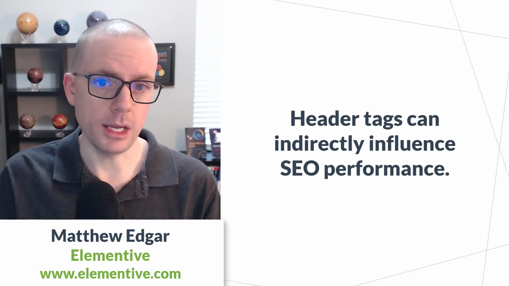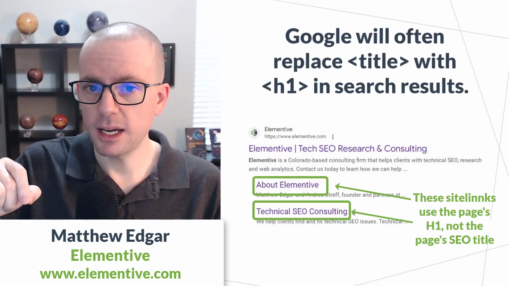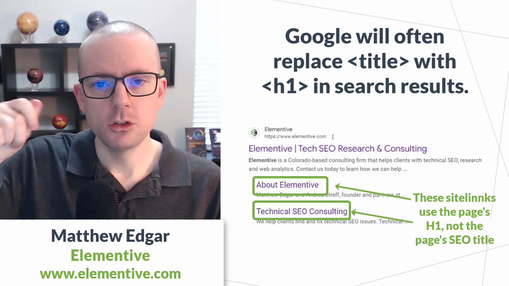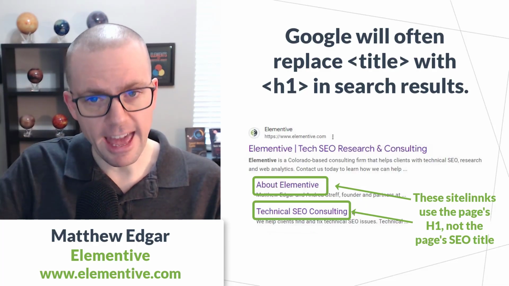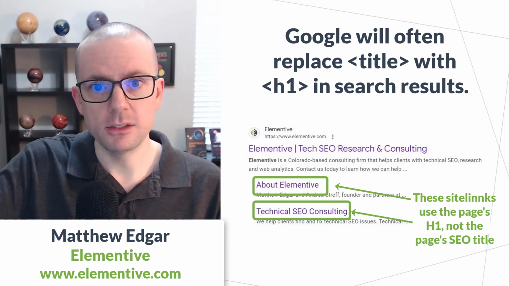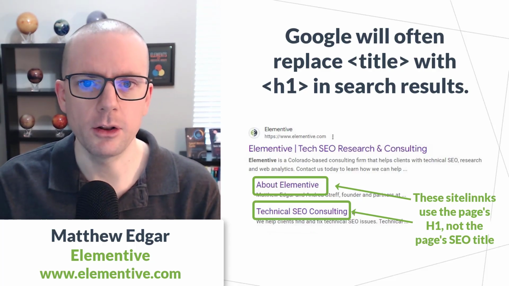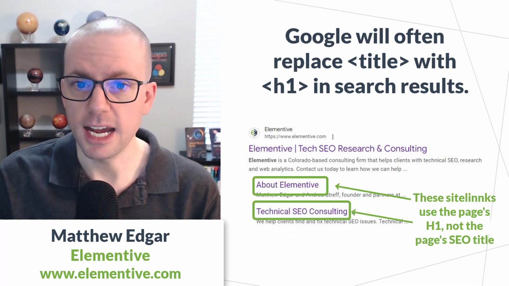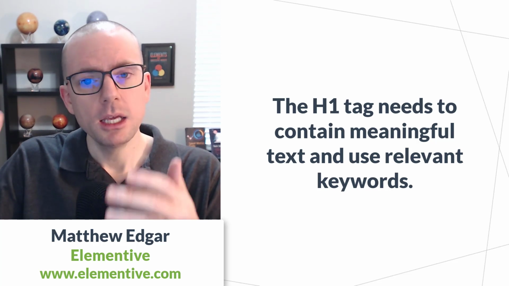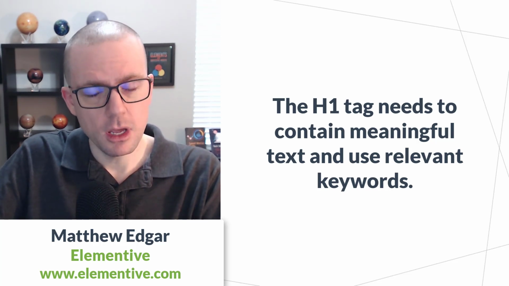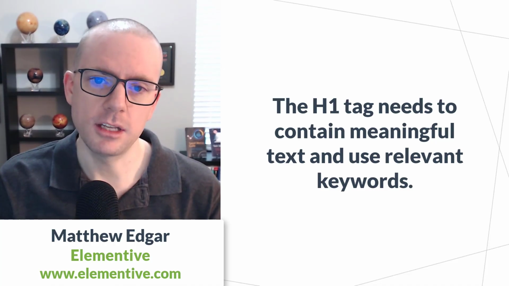So one of the biggest ways that H1 tags can impact your SEO performance is that Google will oftentimes replace the website's title tag. So that SEO title that you're defining can sometimes be replaced. So instead of Google using that in search results, Google will swap in something else. And in a lot of cases, that something else that they're swapping in place of the title in the search result is going to be the text contained in the H1 tag. So you want to be mindful that the H1 tag contains some kind of meaningful text that could still explain the nature of the page to people if Google was to use that instead of the SEO title.